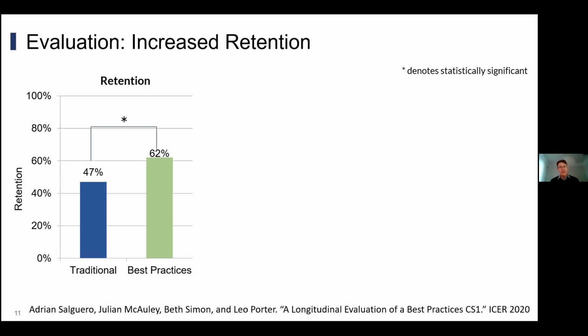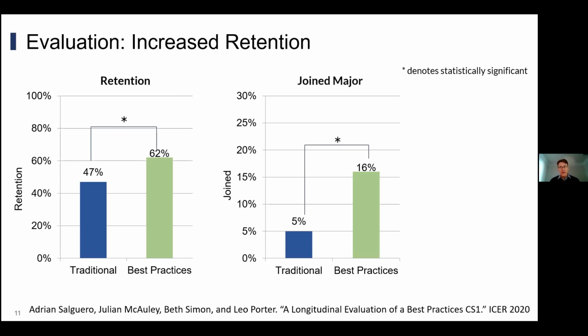But it only tells half the story because it says for the students who already were going to major. For the students who weren't intending to major in the first place, we saw many of these students who start that CS1 course as non-CS majors switch into the major and then go on to graduate with the CS degree. And again, both of these are statistically significant.